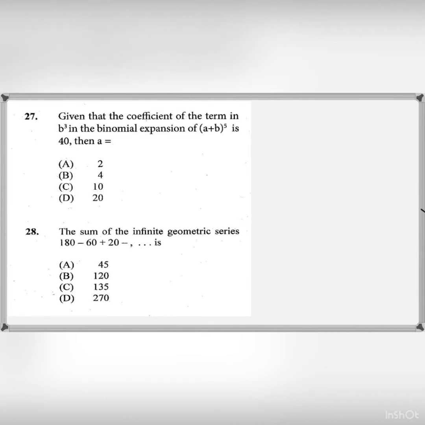With this question, it kind of confused me the first time I watched it, to be honest with you. But I looked at it again, and what I noticed is this: what they're asking you for is the value of a. And they're telling you that the coefficient of b cubed is equal to 40. So let's try to find out what the coefficient of b cubed is.